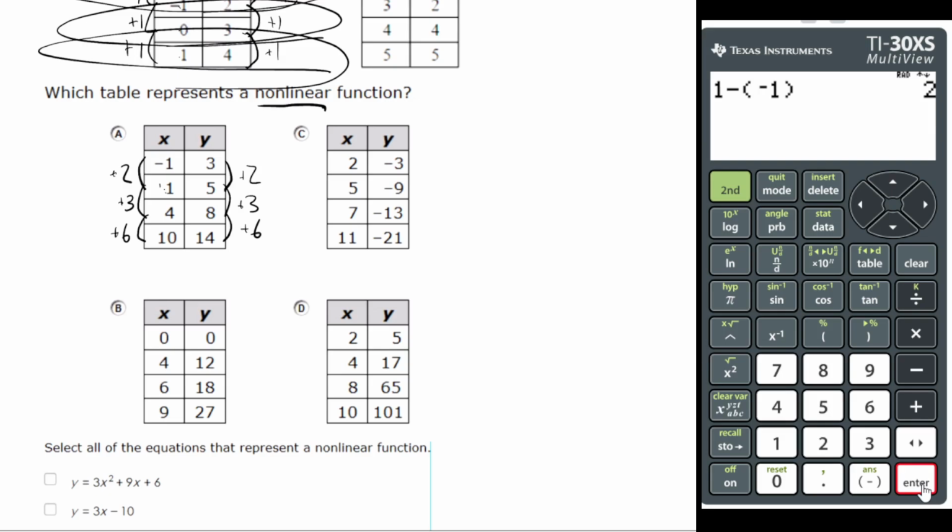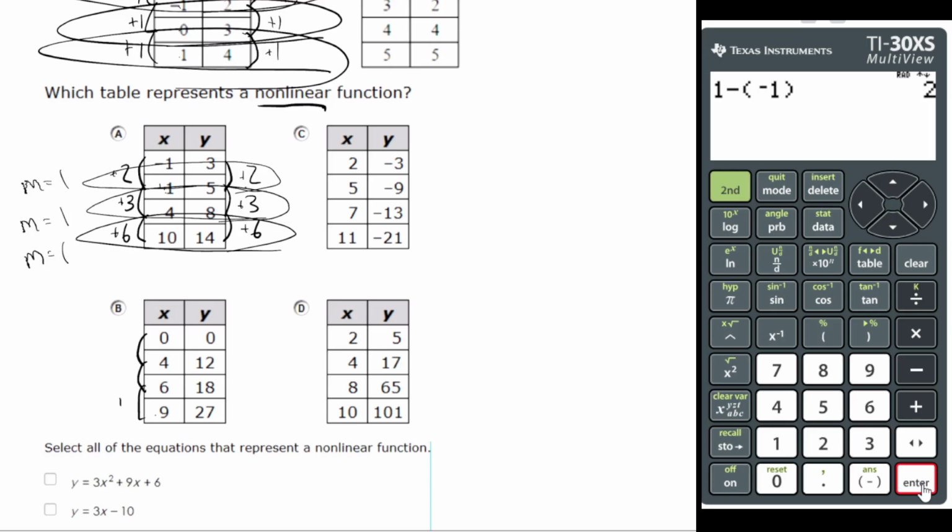Now, this may look nonlinear because it doesn't really look super consistent. These are always changing. However, if you calculate the slope by dividing your change in y over your change in x, 2 divided by 2 gives you a slope of 1. 3 divided by 3 gives you a slope of 1. 6 divided by 6 gives you a slope of 1. So the slope is always consistent. Therefore, it is linear. So let's go to our next choice.